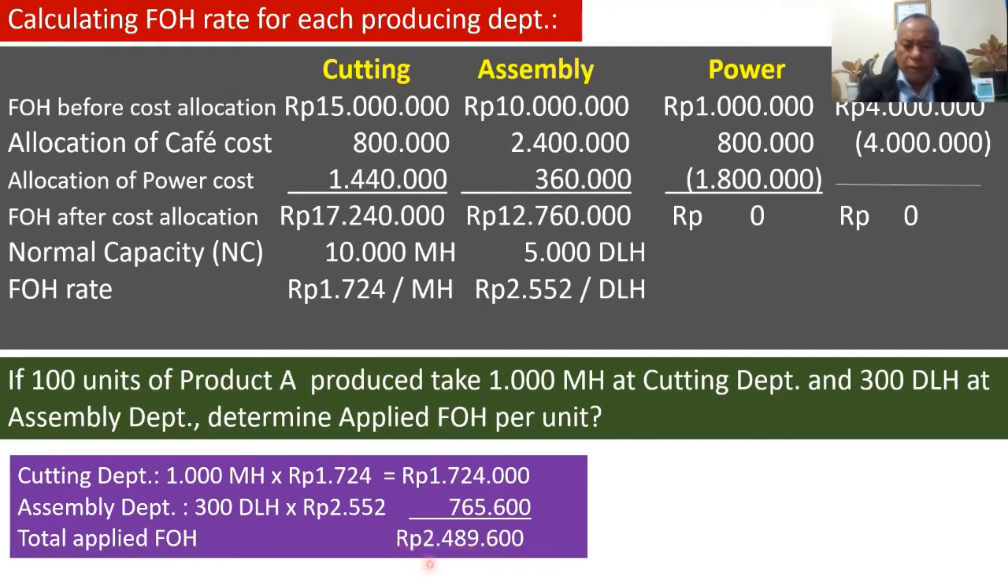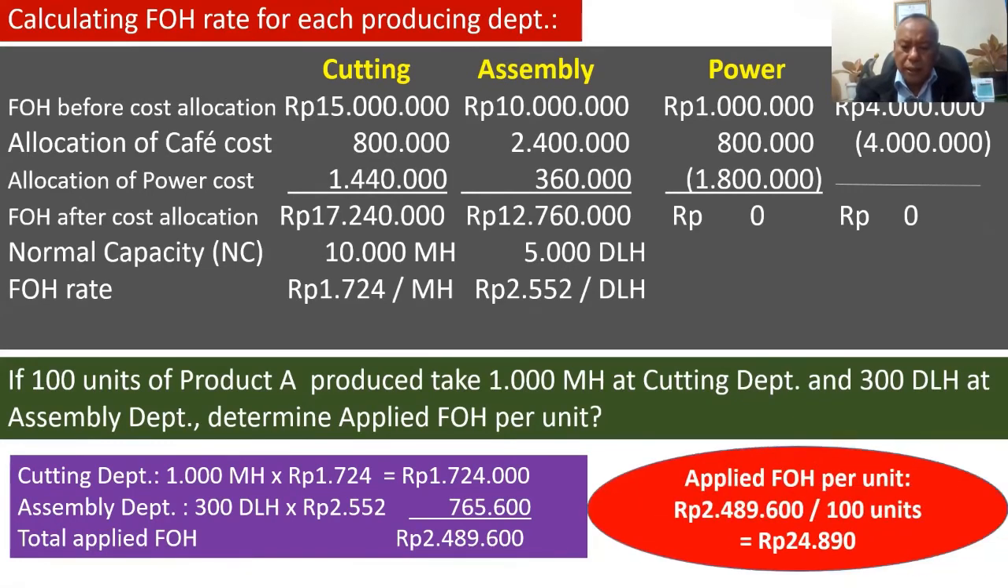2,489,600. So next we can determine the applied factory overhead cost per unit by dividing the total applied factory overhead costs by the number of units produced. So in this case, 2,489,600 divided by 100 units. So we find 24,890 rupiah.